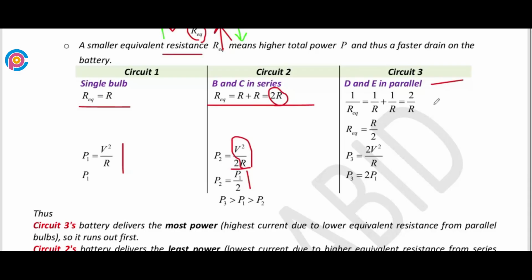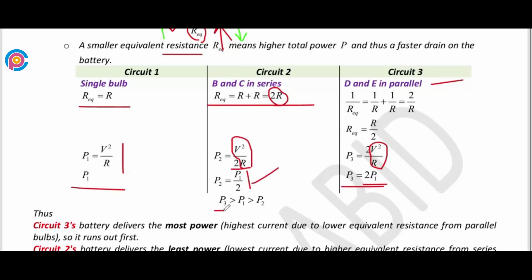So 1 over R equivalent is equal to 2 over R, so R equivalent will be R by 2. When we place this in the power formula, we get twice P1. So that's 2P1. So we now have a clear-cut comparison. P3 is 2P1, and P2 is P1 by half.